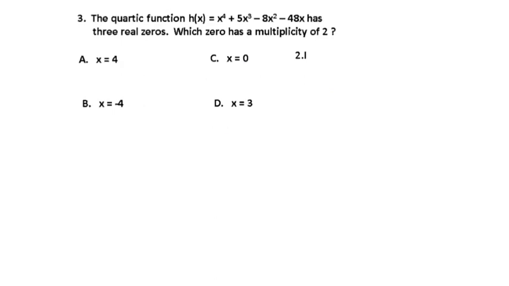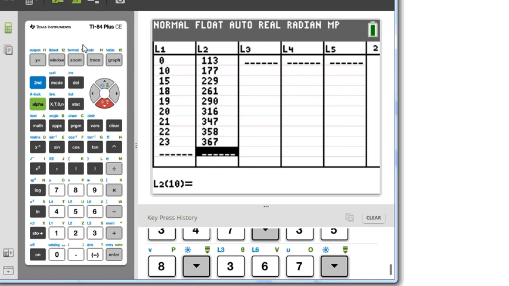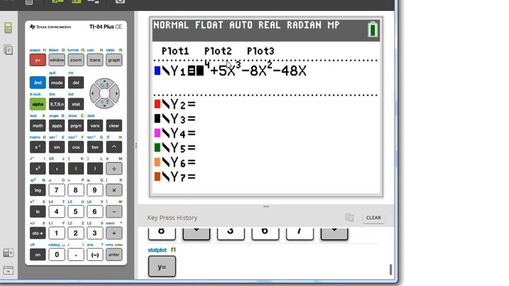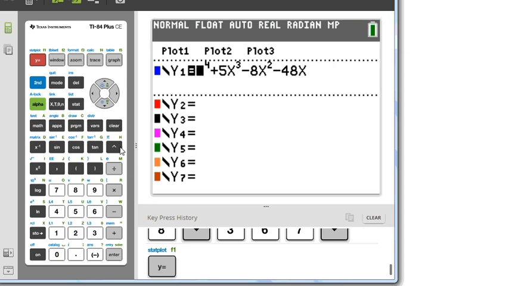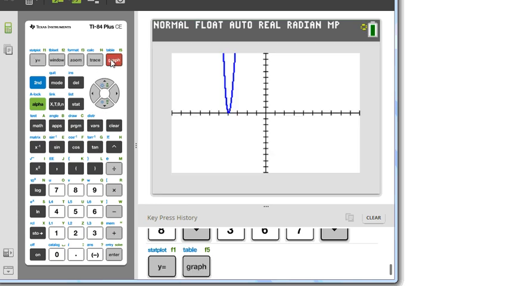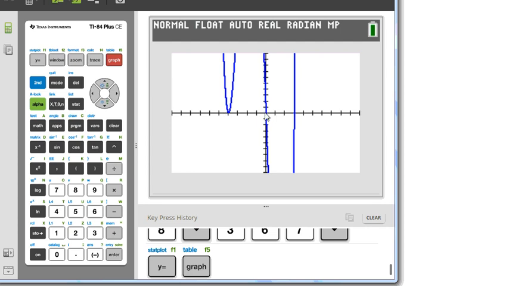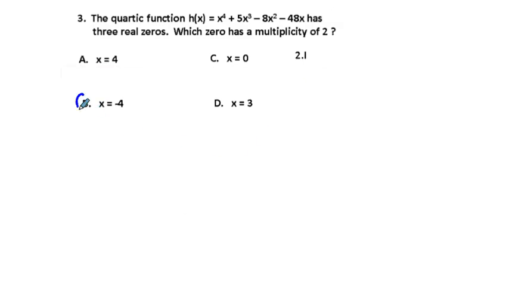Next, the polynomial function h of x equals x to the 4th power plus 5x cubed minus 8x squared minus 48x has 3 zeros, which allows us to do this. If we go to our calculator, I have my TI-84 CE calculator. I have the function pre-entered. And if we graph this function, just press graph, we have a 0 apparently at x equals negative 4, x equals 0, and x equals 3. And we have the graph that touches but does not cross. That is going to be an even number multiplicity. And that's going to be the 0 of negative 4. So x equals negative 4 is going to be our answer to this question.